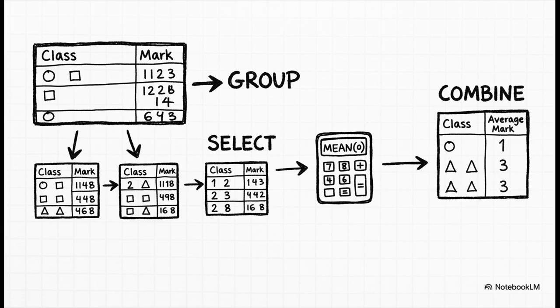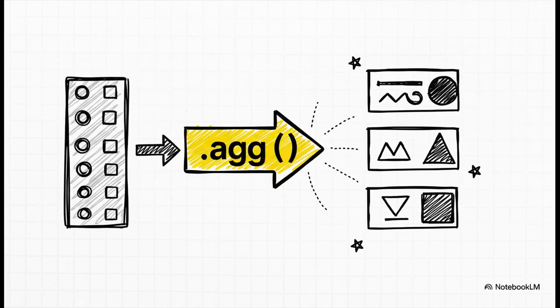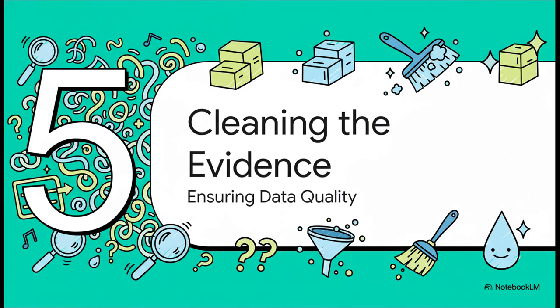Powerful stuff. But what if you want to know more than just the average? What if you want the average and the highest score per class? Well, that's where agg comes in. It lets you run a whole list of calculations, aggregate them all at once, so you can get the mean, the max, the min, the whole shebang in one go. Super efficient.